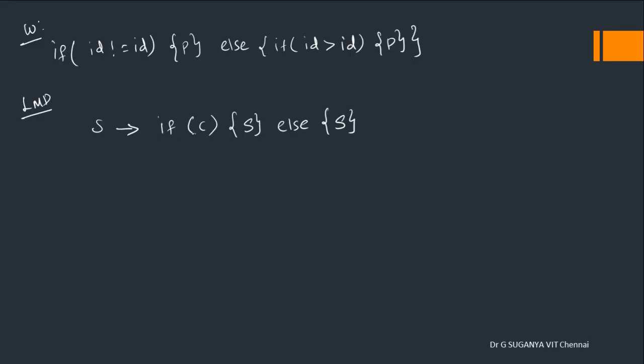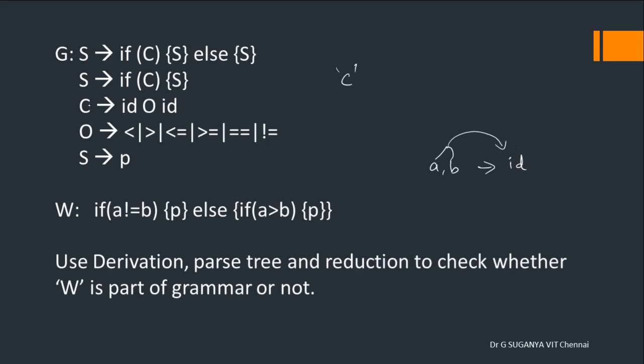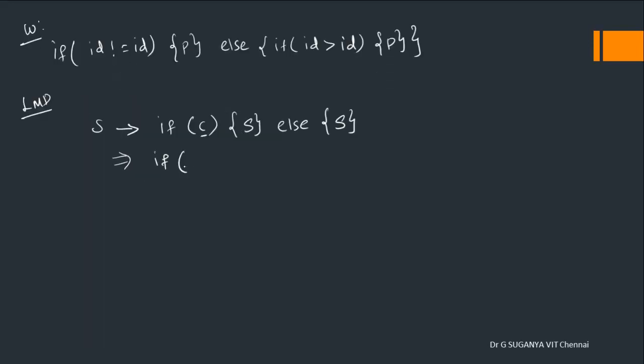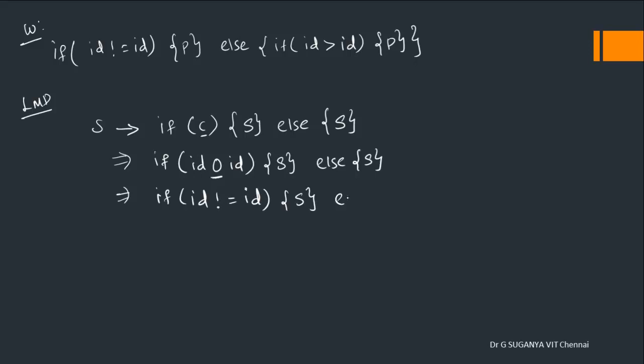This is the appropriate production we are taking for expansion. Now, if and the left bracket are terminal symbols, we have to expand this condition. How to expand the condition? We can use the construct for C: id operator id, followed by S, else S, where S remains as it is. The next non-terminal is O. Just substitute according to our requirement. We need not equal to, which is there in the production, and hence it will stay as it is.